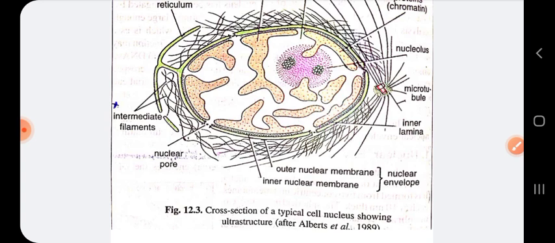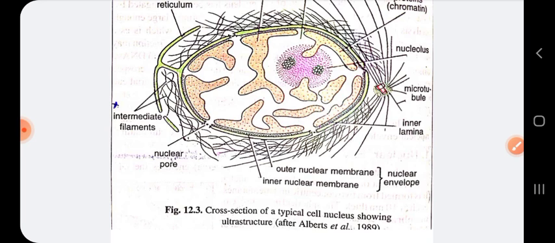Again I repeat, I have talked about the inner nuclear membrane first. The inner nuclear membrane contains specific proteins that interact with the intermediate filaments called lamins, which form the nuclear lamina, to maintain the shape and structure of the nucleus. There are also some other proteins called lamina associated proteins, which help to mediate the interaction between the nuclear lamina and the inner nuclear membrane.